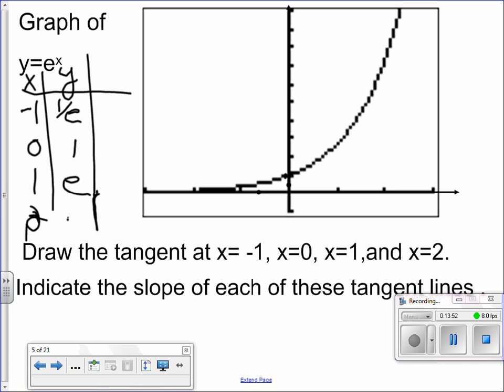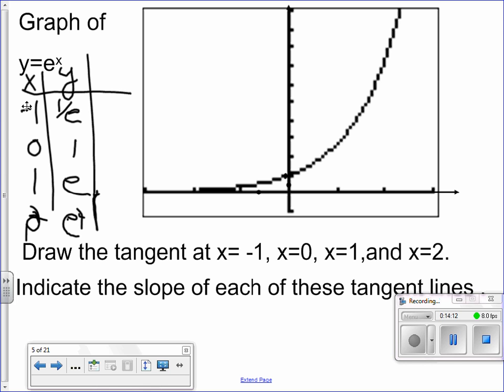Let's try again. It's not e to the 4th, that's an e squared. Now, do you think e squared is less than 9 or greater than 9? Why? Less than 3. All right, just checking.